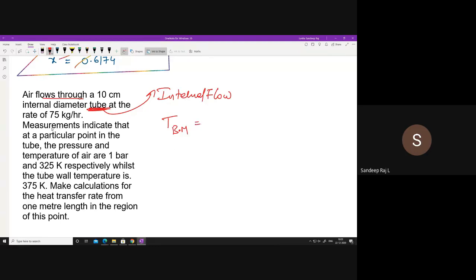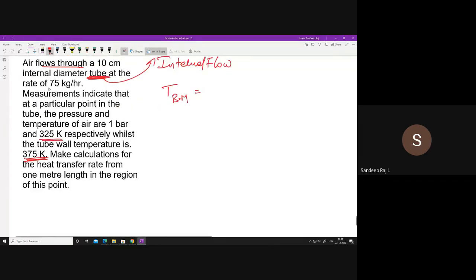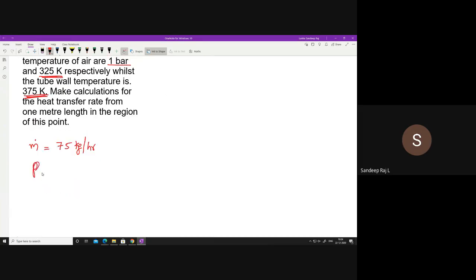See here, what is given? 325 is given, 375 is given. These are the two temperatures given. But let us read these carefully. Write what is given carefully. He has given the rate in kg, so you have to call it the mass flow rate. It is 75 kg per hour. Also, measurements indicate that at a particular point in the tube, the pressure and temperature of air are 1 bar and 325 Kelvin respectively.